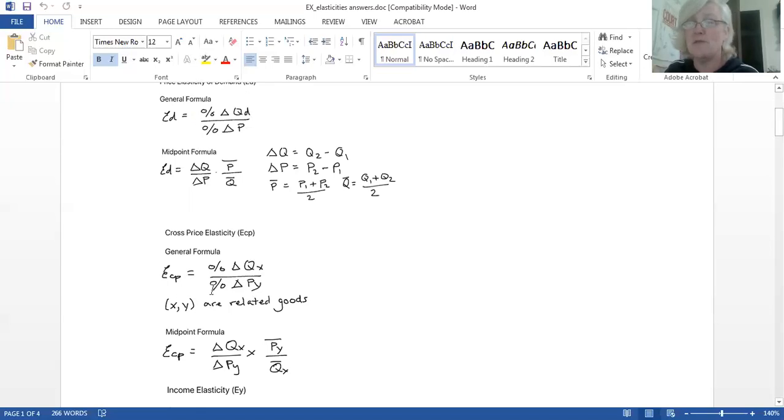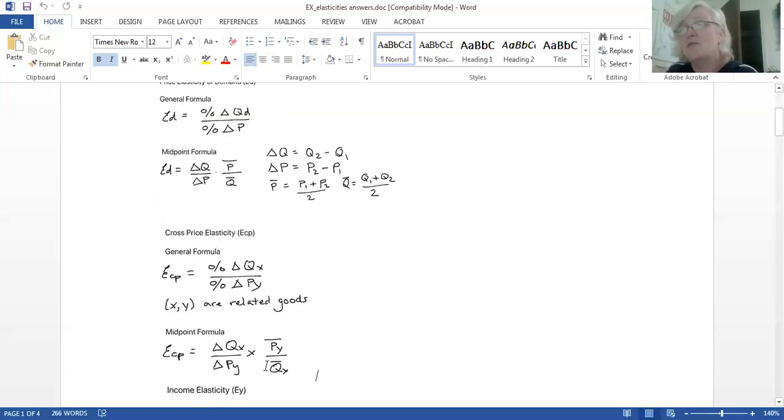So that general formula is the same. You don't have to learn 8 different formulas when you're talking about 4 different elasticities, a general and a midpoint. All you have to do is know a general formula and a midpoint formula and apply it accordingly to the different types of elasticities that you're being asked to calculate.